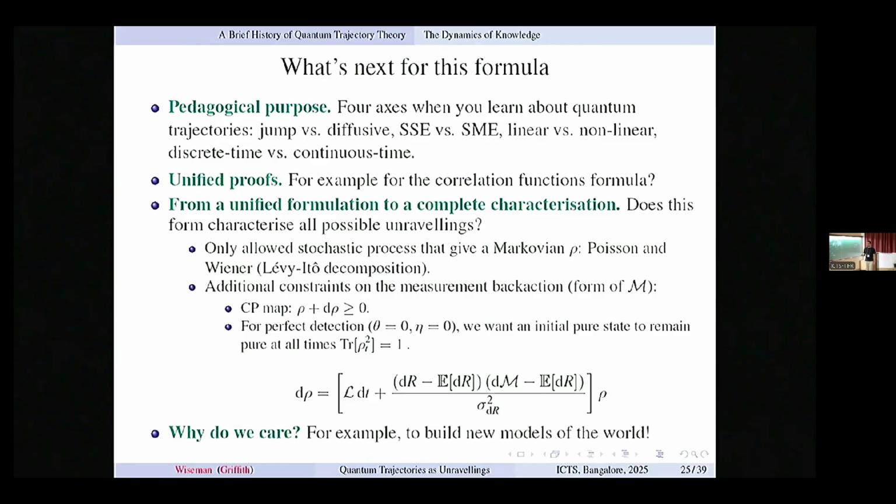And why would we care about this very generic formulation? Well, one example is that people then use this to build new models of the world, okay? So you have, for example, Lajos, just in the room. These equations are used to couple quantum and classical systems for semi-classical gravity. So maybe if we have a well physically motivated general form, we can explain the world in different ways.